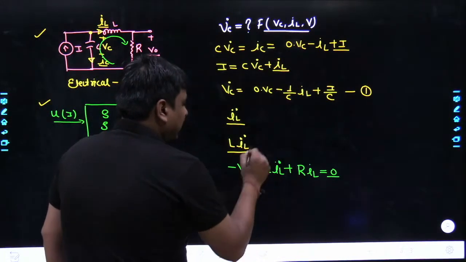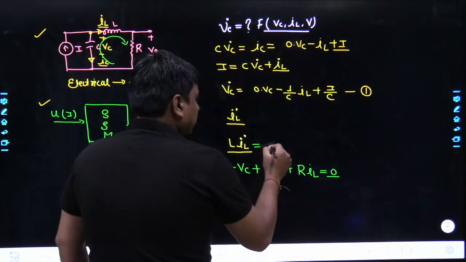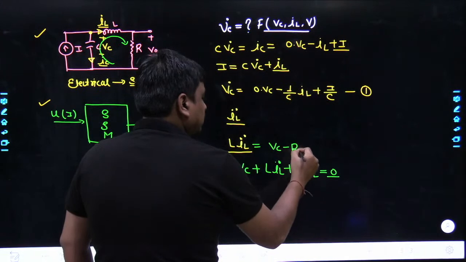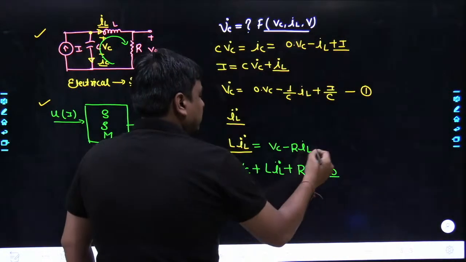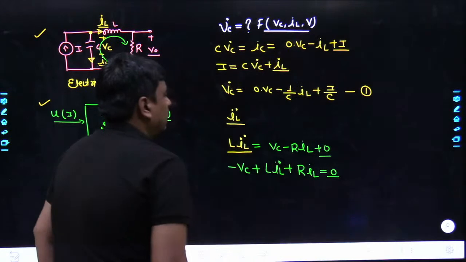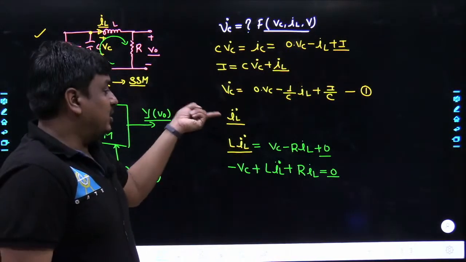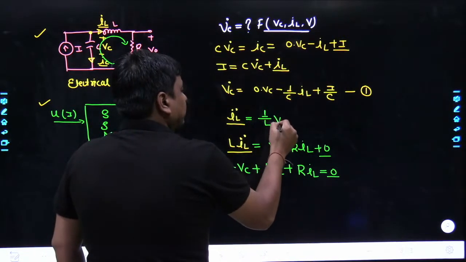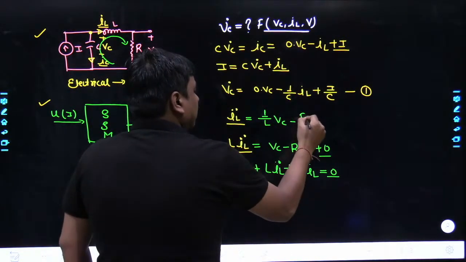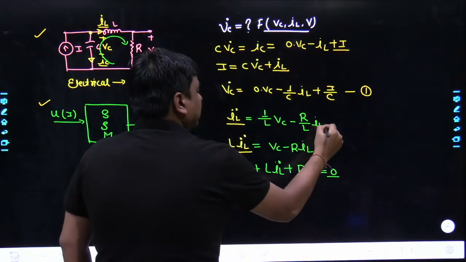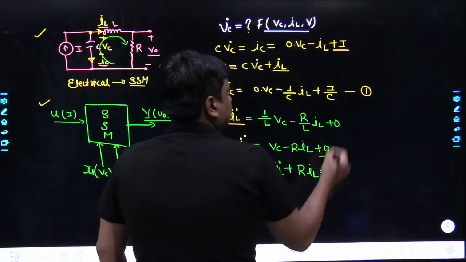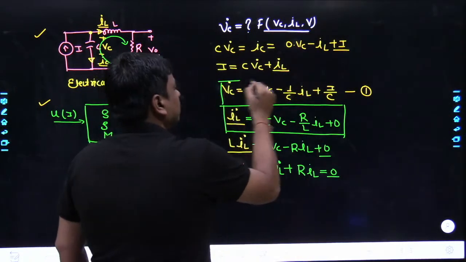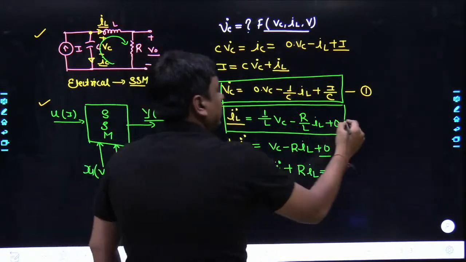So here goes L IL dot is equal to plus VC, minus R times of IL, plus 0. So if I would like to write the IL dot, the IL dot is simply going to be 1 upon L into VC. Similarly, here goes minus R divided by L into IL, and here goes 0. And this would be the second important equation, which would be useful while calculating matrix A as well as matrix B.